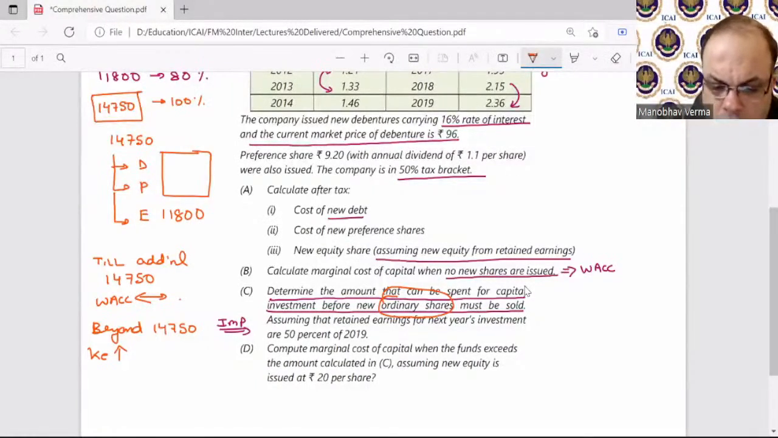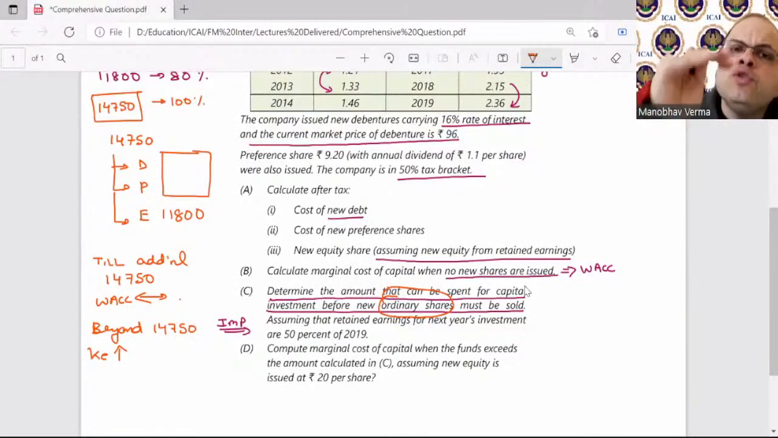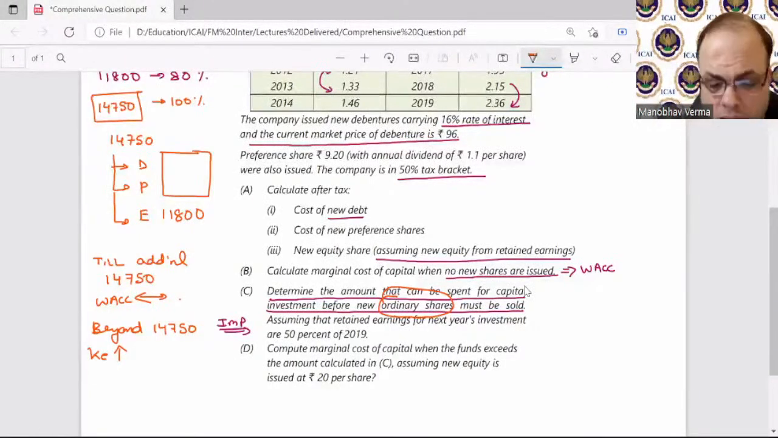Pooja, 11,800 were my retained earnings available for investment. That is 80%. So 100% is 14,750. So that means till 14,750, there is no additional investment from new shares. Guys, let me know if there are any questions till question number C.